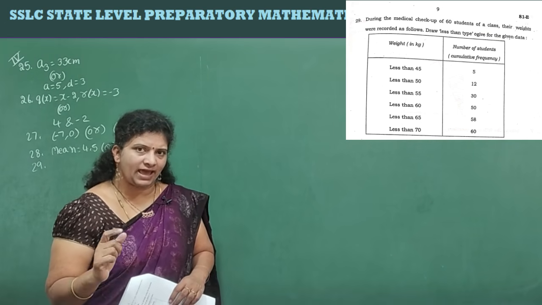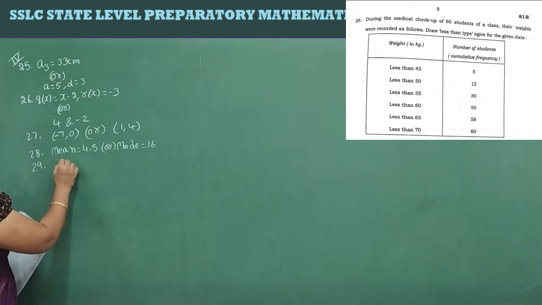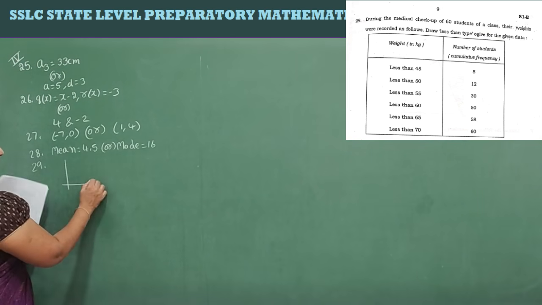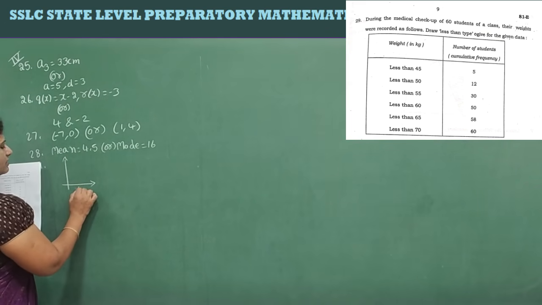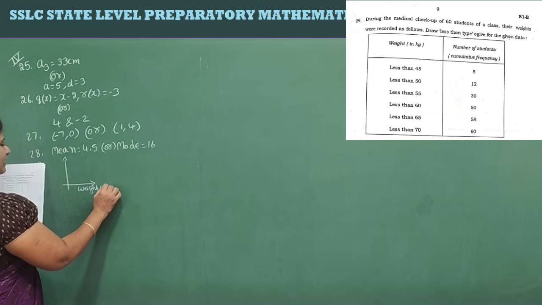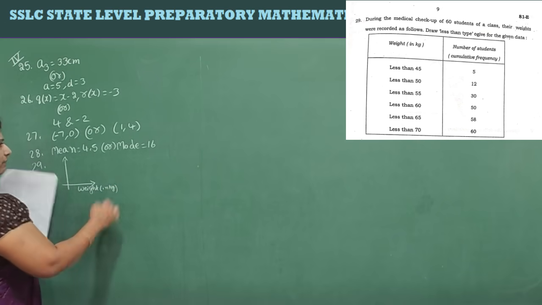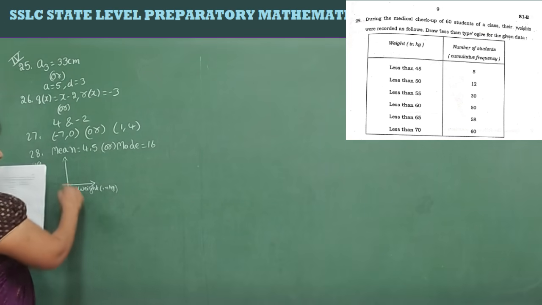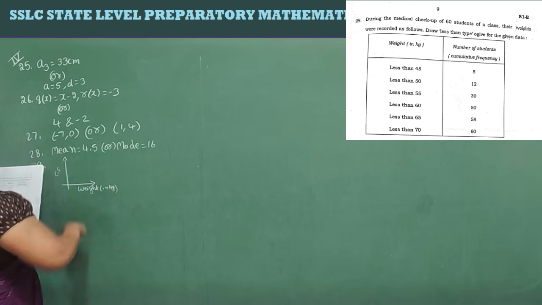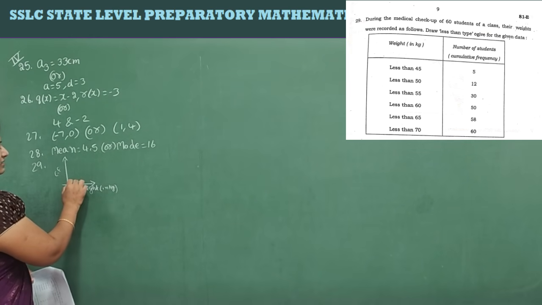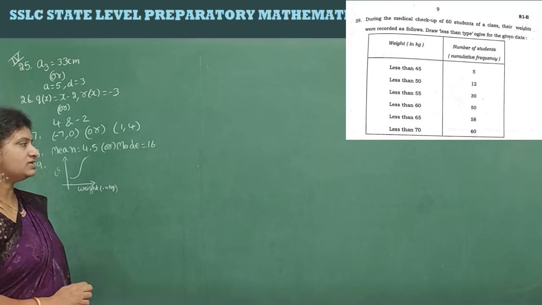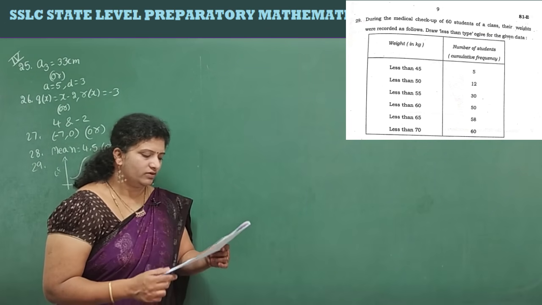Rewrite the same table as it is and take a graph sheet. I just do roughly here, right? On the x-axis, please write weight in kg. Don't write the upper limit, right? And here on the y-axis, you can write cumulative frequency. Directly start drawing the graph. Your graph will be like this. This is the less than type ogive.